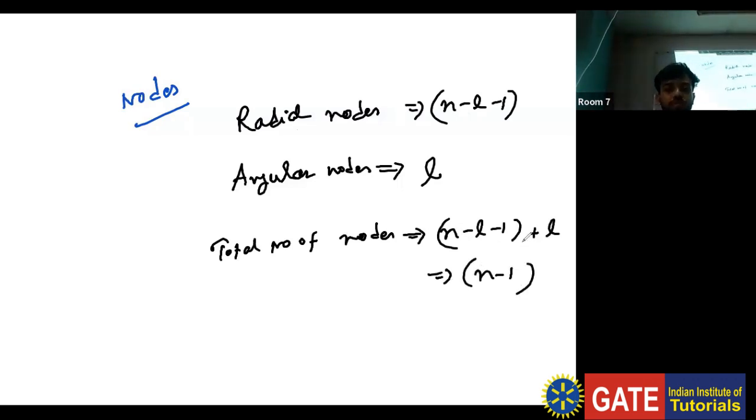The formulas: radial nodes will be n minus l minus 1. Angular nodes will be l. Total number of nodes will be n minus 1. Total number of nodes is n minus l minus 1 plus l, which is nothing but n minus 1.